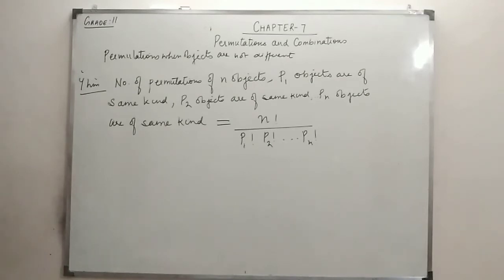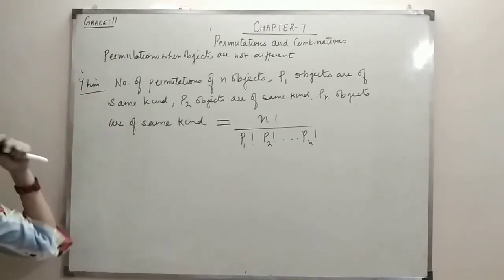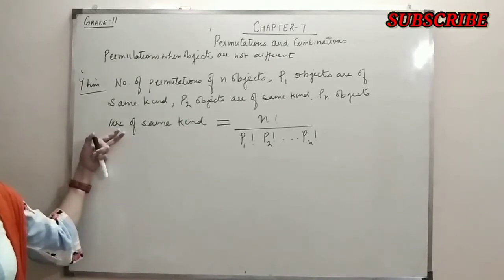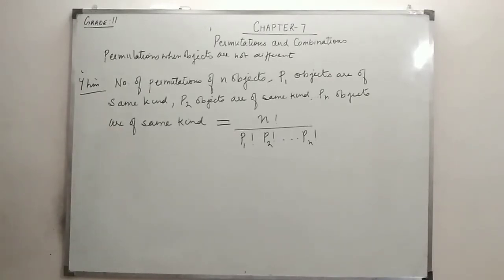I hope this is clear. There are two cases we have done: the number of permutations when the objects are different, and the number of permutations when the objects are not different. We have done some results, some theorems. By using these theorems, now we'll continue our exercise 7.3.